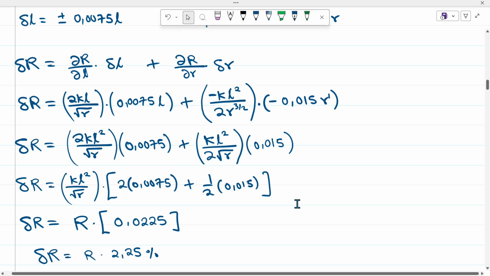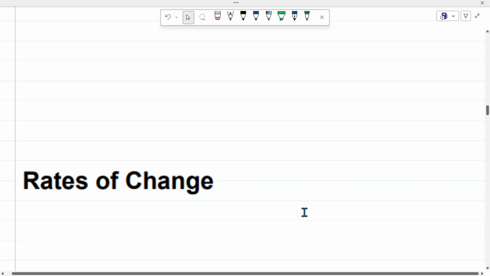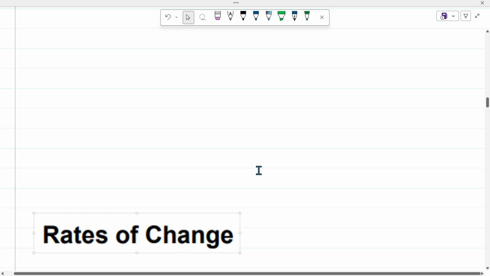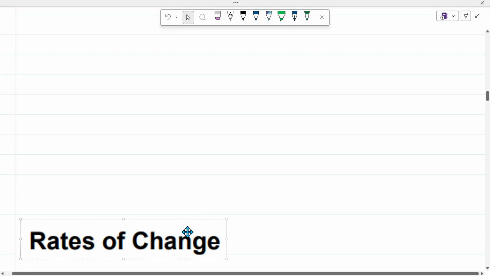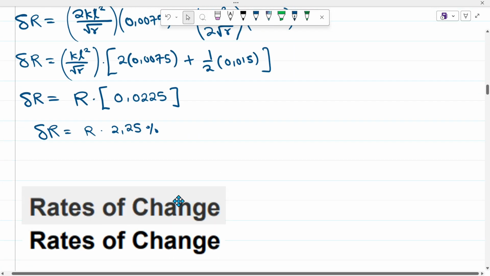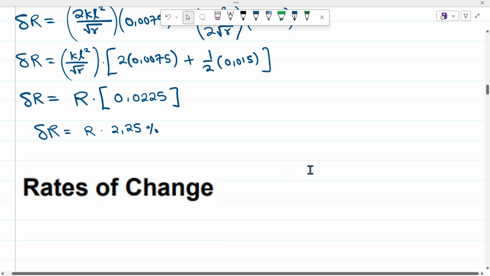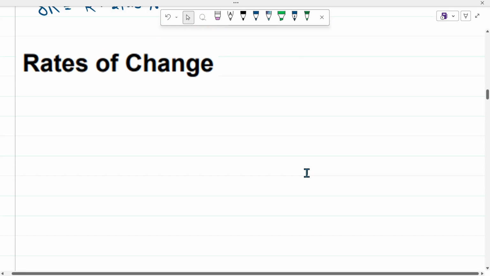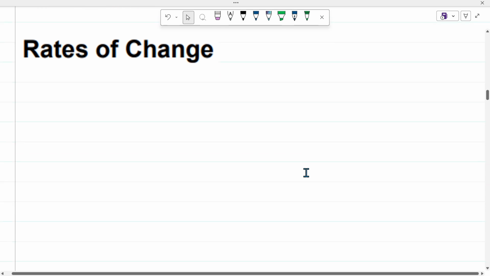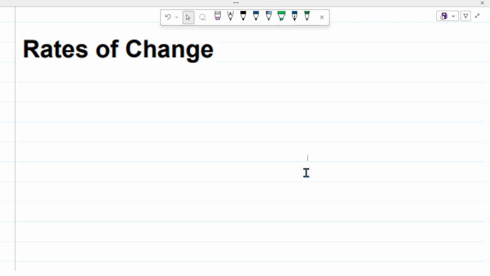So yeah, let's see if we can discuss something else. Rate of change is also very easy. So let's now discuss rate of change and how to go about it. So let's go. Now let's start with the formula, guys. First thing first, let it be the formula.